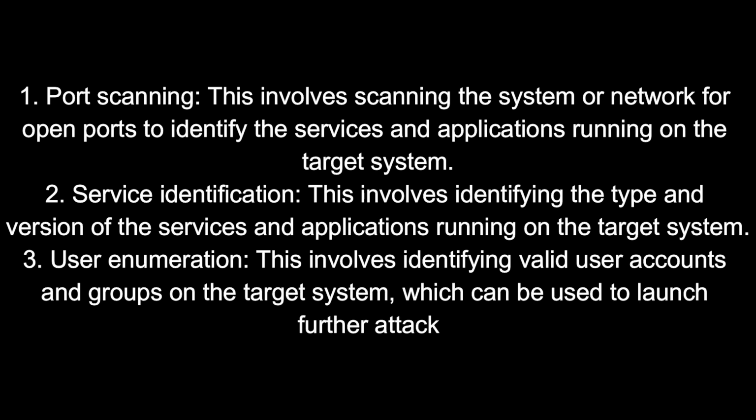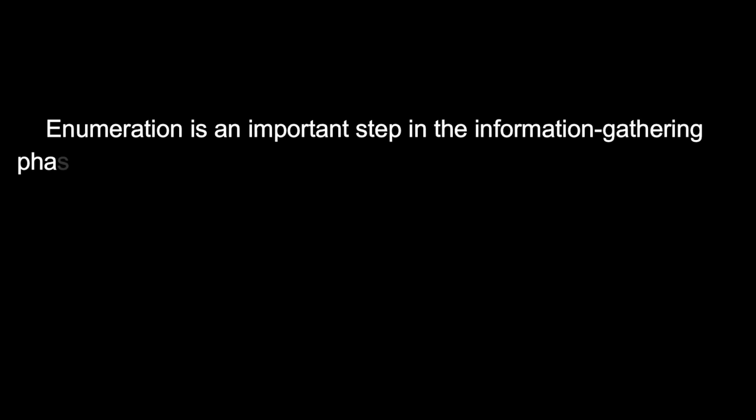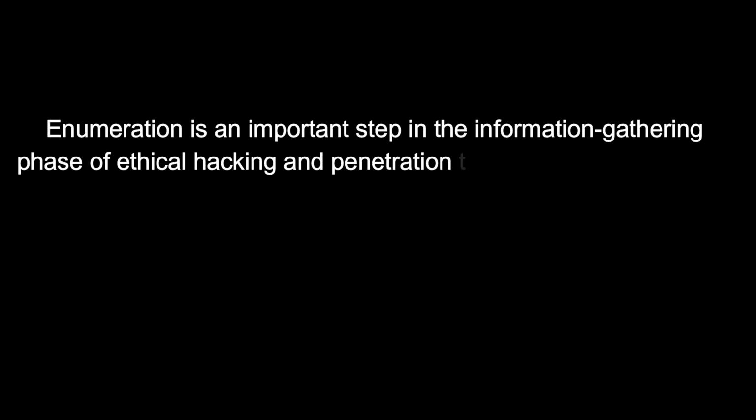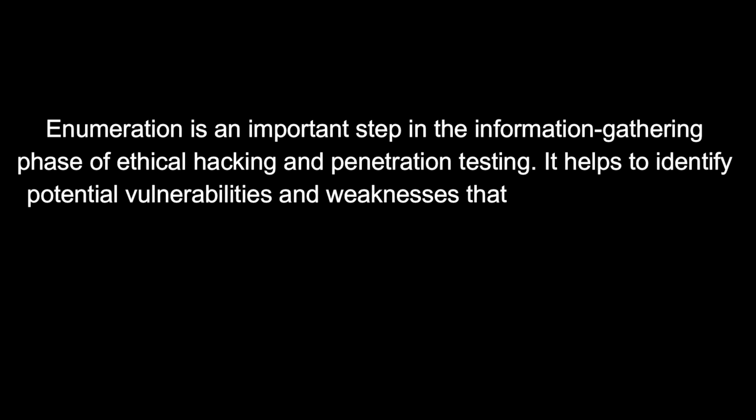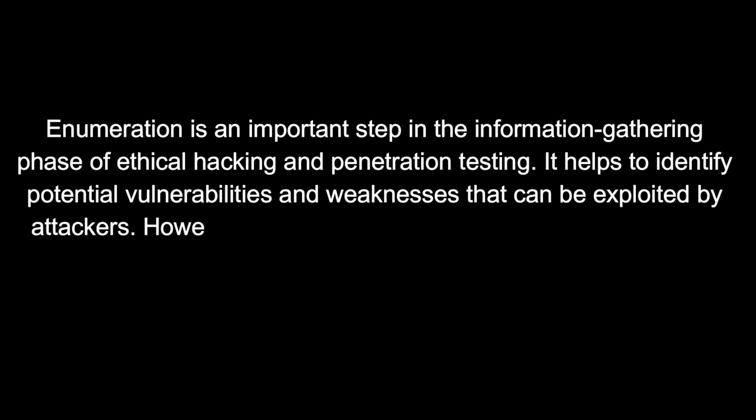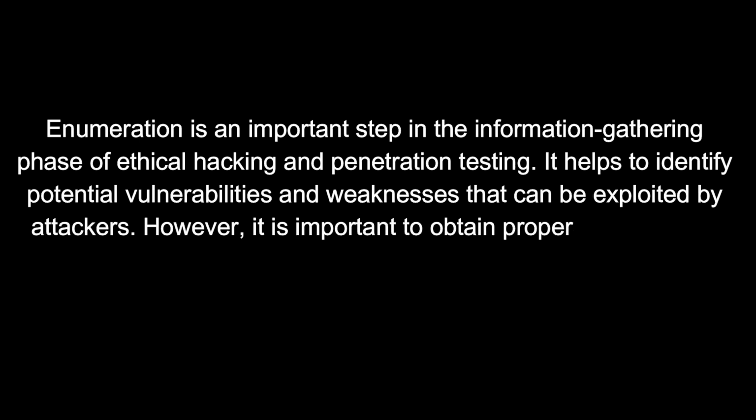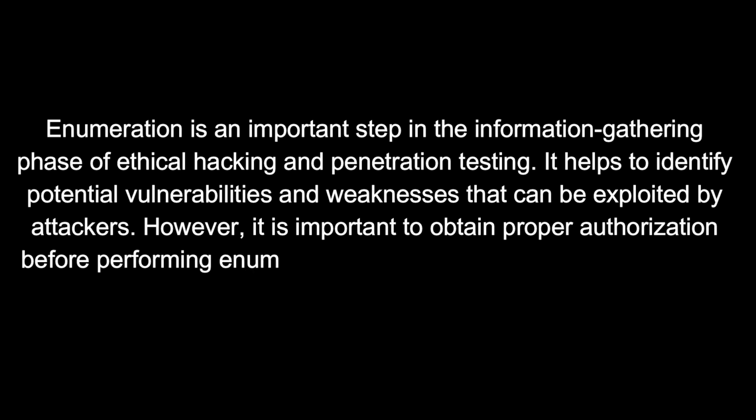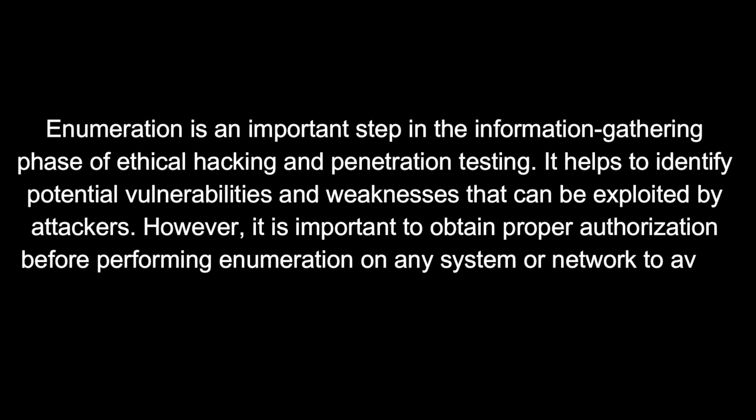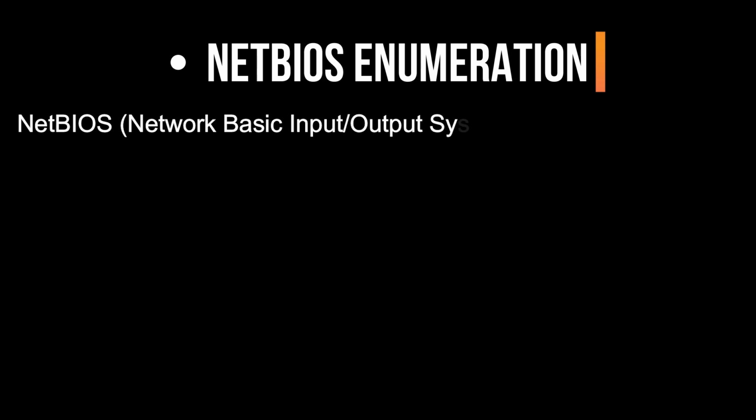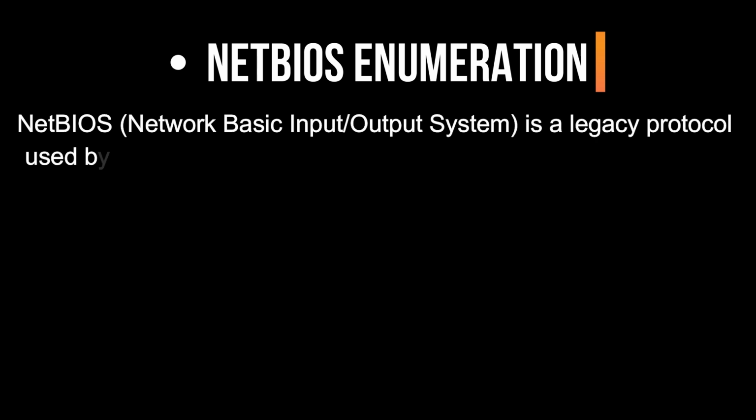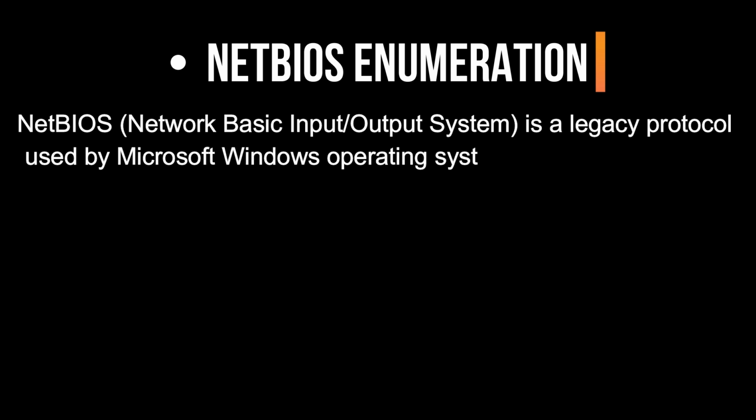launch further attacks. Enumeration is an important step in the information gathering phase of ethical hacking and penetration testing. It helps to identify potential vulnerabilities and weaknesses that can be exploited by attackers. However, it is important to obtain proper authorization before performing enumeration on any system or network to avoid legal and ethical issues.